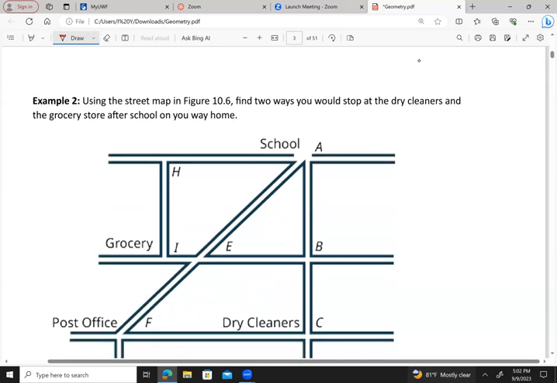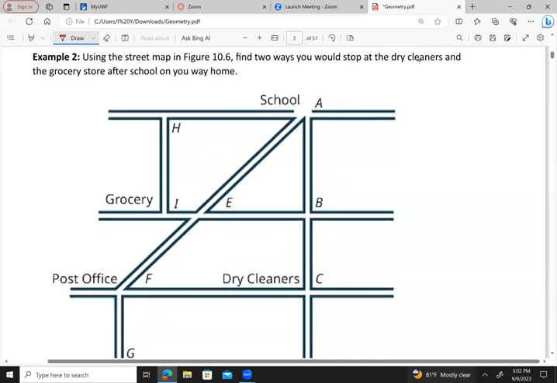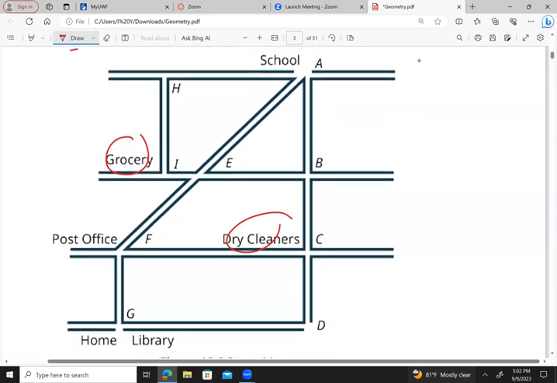So here we have a street map. Find 2 ways you could stop at the dry cleaners and the grocery store after school on your way home. So we could go where we want to go. We want to go dry cleaners and grocery store. So I want to go here and here. And then home. Here. So I'm starting here.